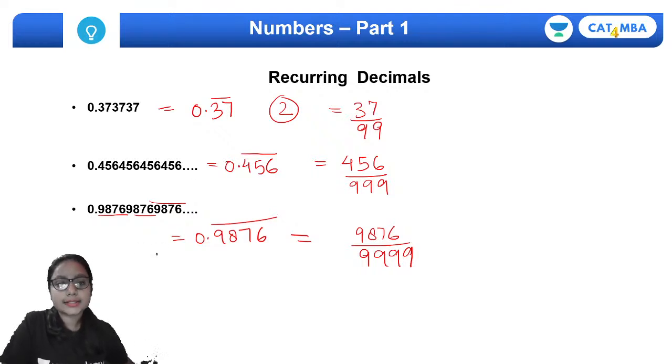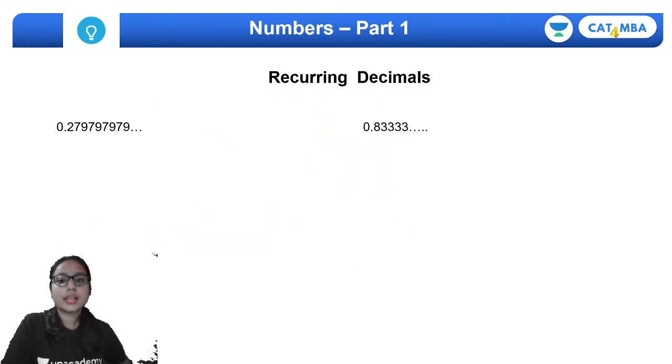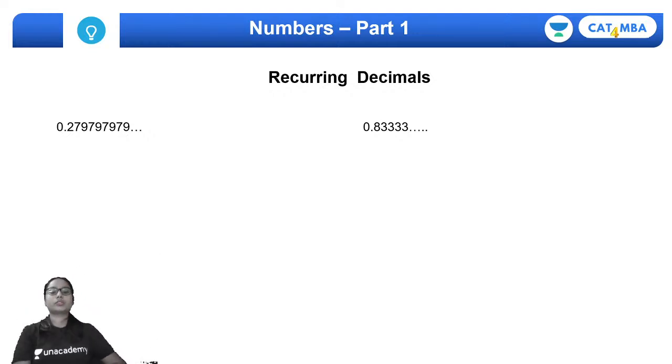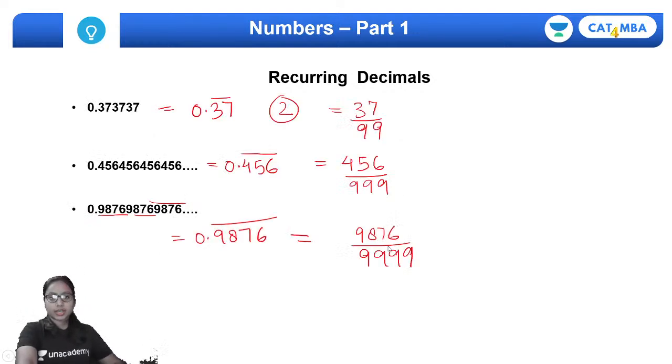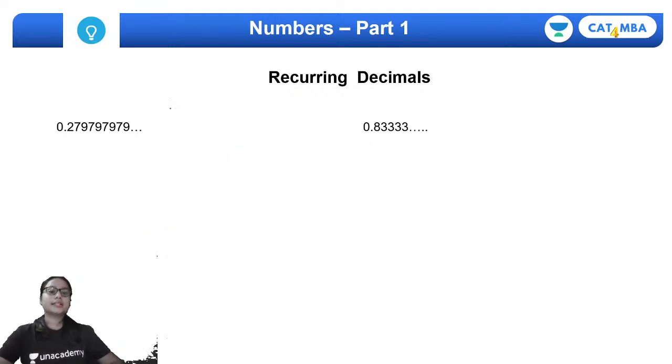Okay, now let us solve a few more questions. Now, how do we convert such type of questions? Because in the decimals that we have just done, all the digits after the decimal were getting repeated. Okay, but if you look at this decimal, then 2 is not getting repeated, but then 7979 is getting repeated. Okay, so how will we convert such type of numbers? So this number can be represented as 0.279 bar, because only 79 is getting repeated after 2.